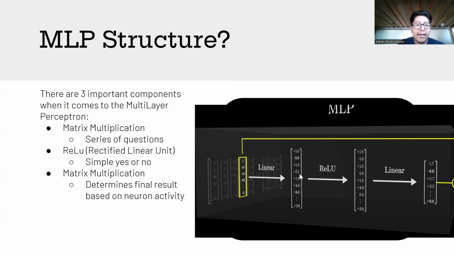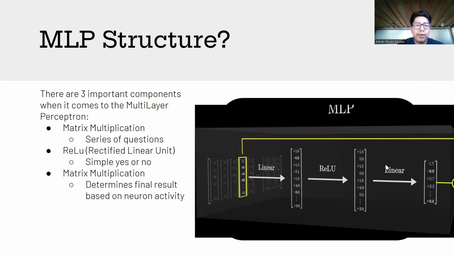The second component is the ReLU, also known as the rectified linear unit. This simplifies the vector so it can give the model a simple yes or no. Instead of asking so many questions, it is simplified so it can give a simple answer or response, making it easier for the model.